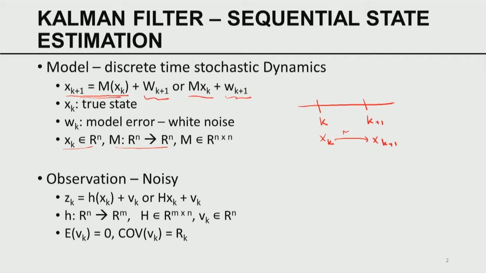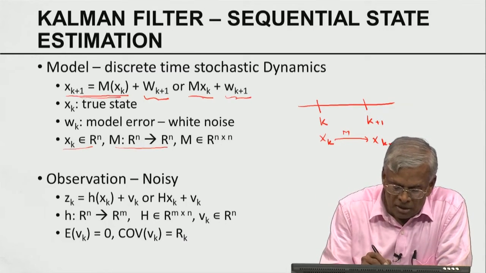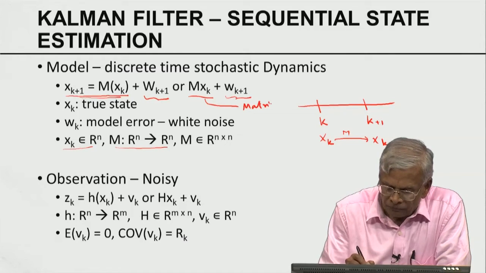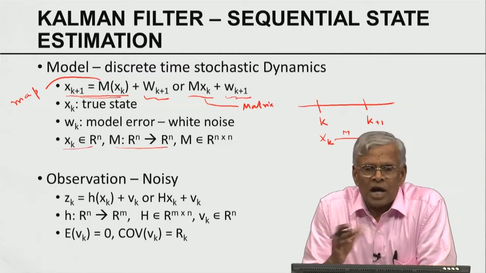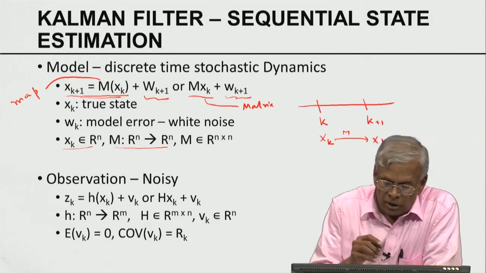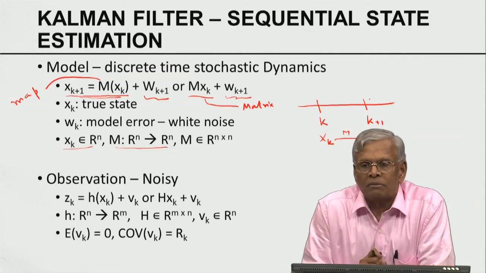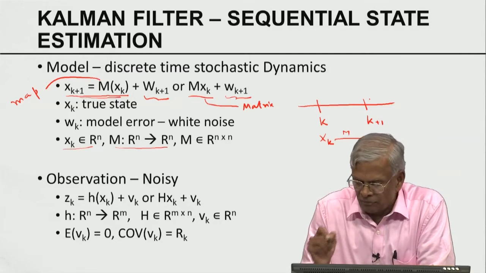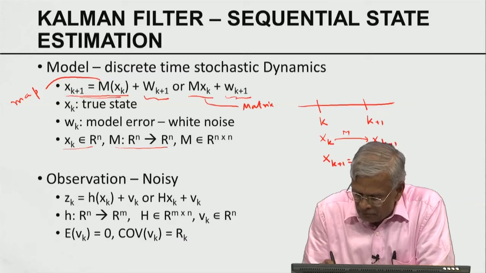The model map maps xk to xk plus 1. So M is called the one step transition map if it is a nonlinear function. It is called the one step state transition matrix if it is a matrix. This is the matrix in the linear case, and this is a map in the nonlinear case. We use the same symbol M; the context will tell whether it is a matrix or a map. Wk plus 1 is the noise that occurs after time k, before time k plus 1. That means I know xk, and I would like to be able to compute xk plus 1. If there is no noise, xk plus 1 would have been M times xk or M of xk, depending on the model, linear or nonlinear.